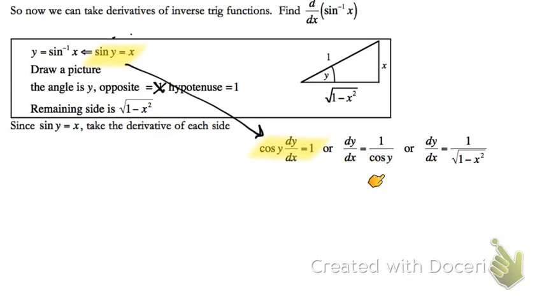And last but not least, we can replace cosine of y with what it equals from this picture. So cosine of y would be adjacent over hypotenuse, which is the square root of 1 minus x squared over 1. And that's how we get this equation, which is the derivative of the inverse sine function. So sine inverse of x has a derivative of 1 over the square root of 1 minus x squared.